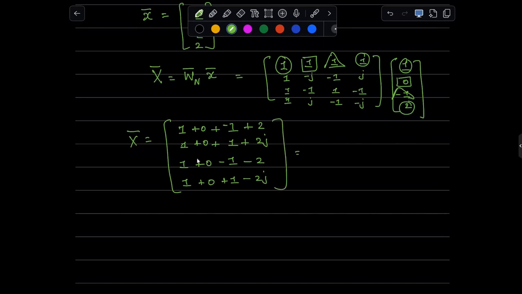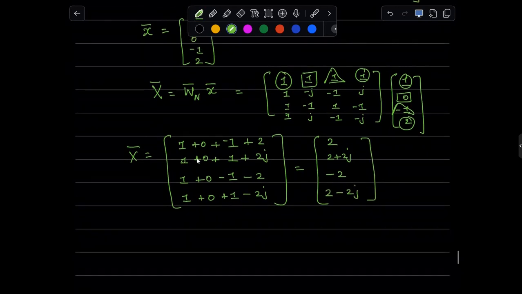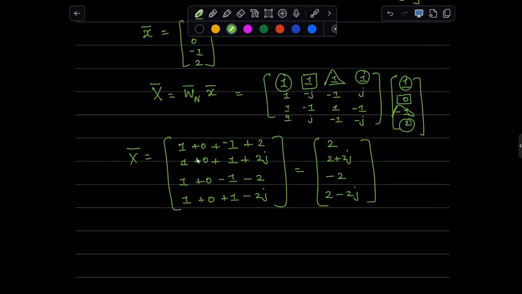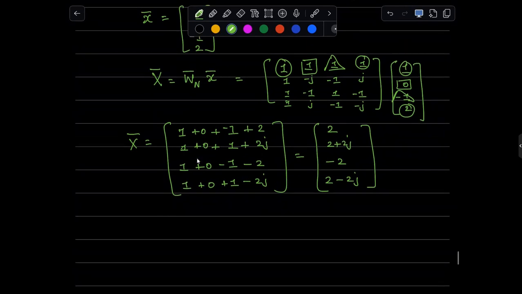So my x, I will get it as 1 minus 1 plus 2, it is 2, then 1 plus 1 is 2, 2 plus 2j, then 1 plus 0 minus 1, so 1 plus 1 minus 1, then minus 2 is the answer, then 1 plus 1 is 2, then 2 minus 2j. So I hope this is the signal. Let me see again. So it is 1 into 1 minus j into 0, then minus 1 into minus 1 and 2j. I hope this is okay.